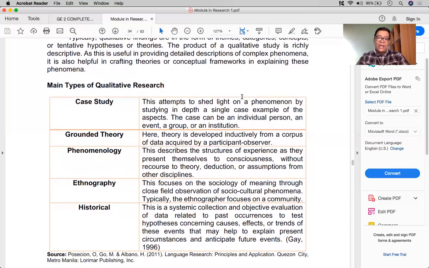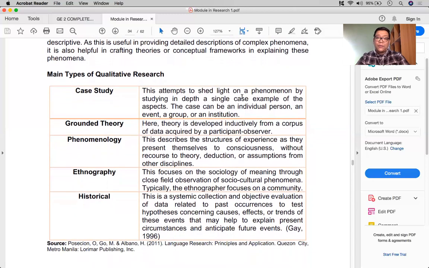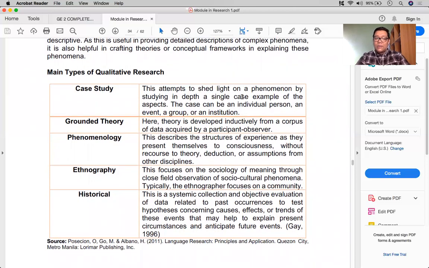Now, the very essence of grounded theory is for you to prove or disprove an existing theory. This design is also very helpful in testing the existing theories that we already have now.